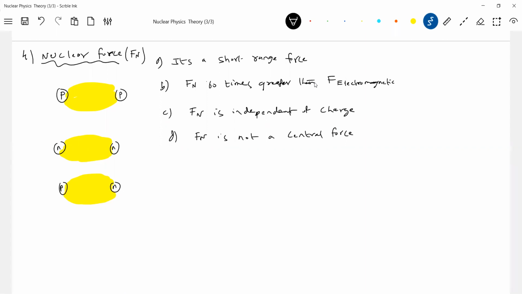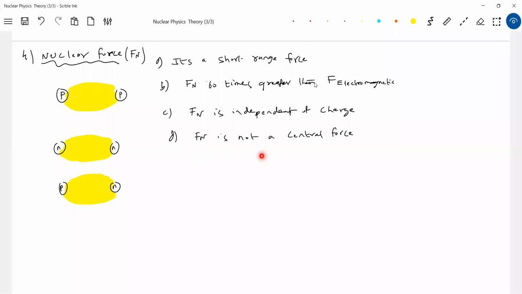It's not a central force. It means the force of interaction between two protons, between two nucleons, doesn't depend only on the distance between the nucleons here.